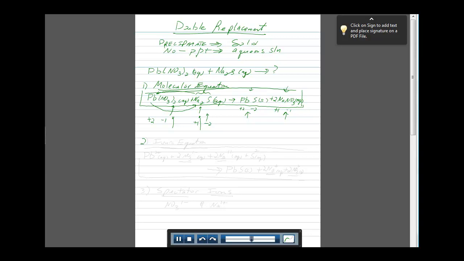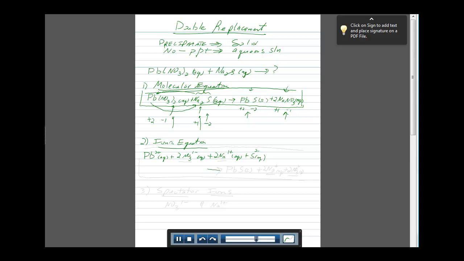If I wanted to write an ionic equation, that's going to show everything that exists as ions. Remember, if you have an aqueous solution, that means that when it's in water, it dissolves 100%. So the lead nitrate is going to exist as Pb2+ aqueous, and the nitrate is going to exist as NO3 1- aqueous, and there are 2 of them. The sodium sulfide is going to exist as Na1+ aqueous, and the formula says there are 2 of them, and the sulfur exists as S2- aqueous.